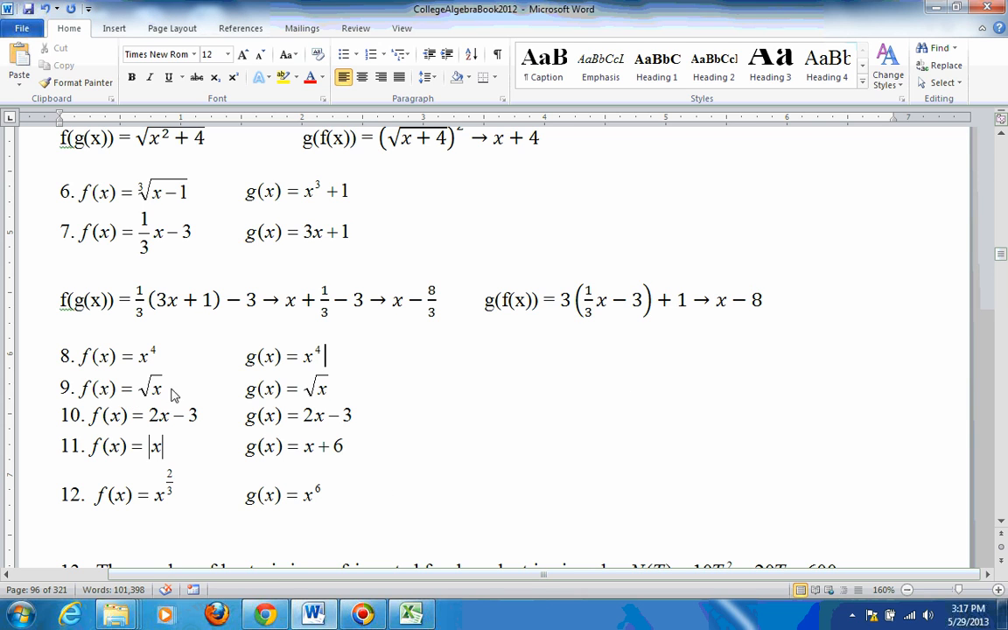9, square root of x, if you substitute that in for the x on the other square root of x, you get the square root of the square root of x or the 4th root of x, and g of f of x would give you the exact same thing.